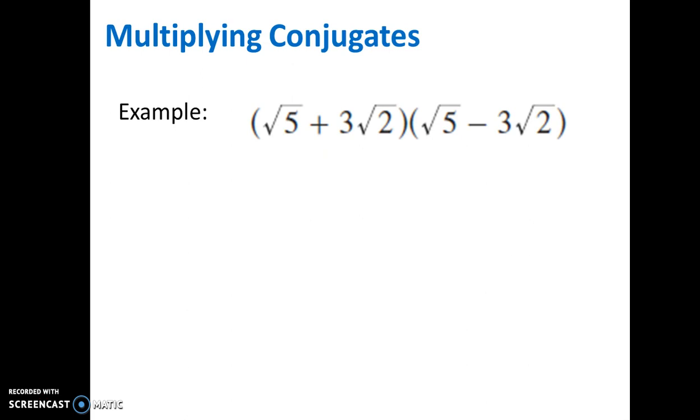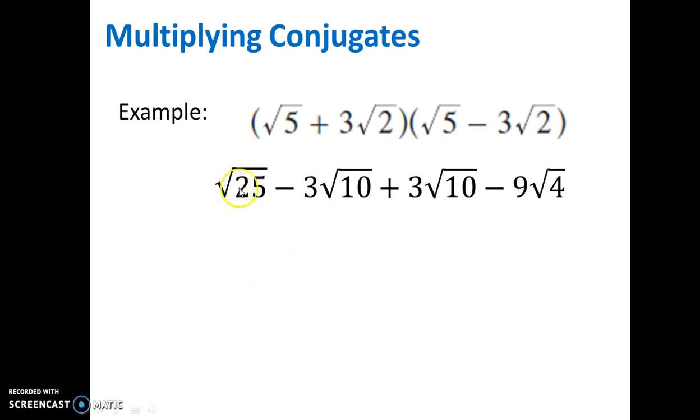Okay, so multiplying conjugates. Something interesting happens when you multiply conjugates. First of all, let's multiply this one times this one. So root 5 times root 5, it's going to be root 25. Then root 5 times this one is negative 3. And then root 5 and root 2 is 10.